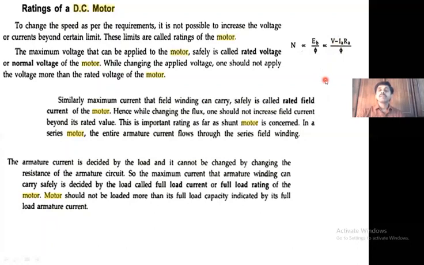That means the amount of the armature current to flow in the armature is fixed, because the armature winding is designed according to that. So armature current is due to the load current. That means we should not apply a load current more than the full load current, which decides the armature current.